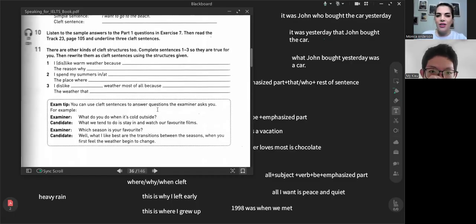Now you can use cleft sentences to answer questions. For example, what do you do when it's cold outside? What we tend to do is stay in and watch our favorite shows. As I told you, it's good to boost your score, but there is no rule that you have to. If you use it, that is really good to show your grammar range and accuracy. That is perfect.